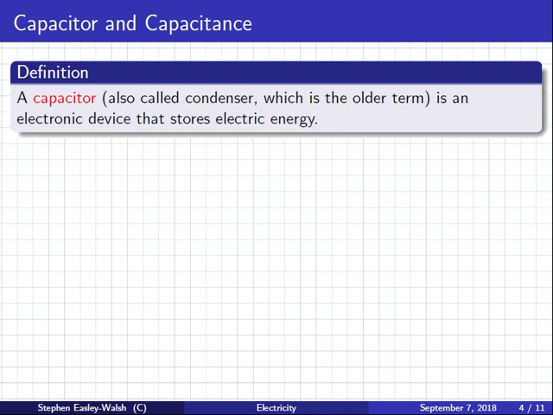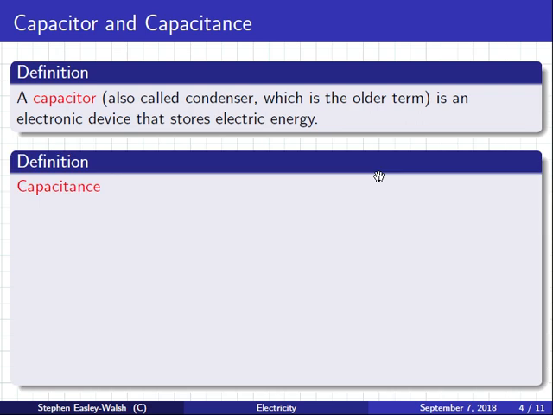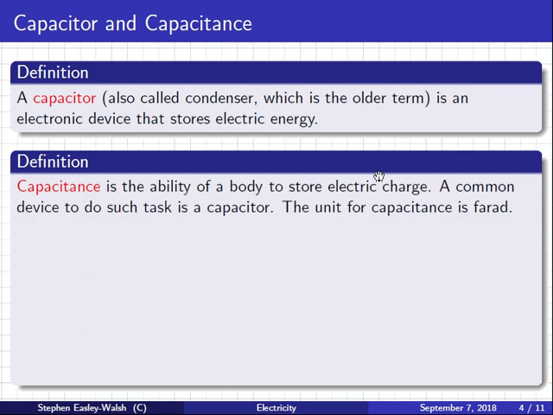Now we'll need a way to measure capacitors, because some capacitors can hold a lot of charge and some will hold a little charge. So capacitance is what we call the ability to store charge in a capacitor. And the unit we use is called farad. Have you heard of this before?